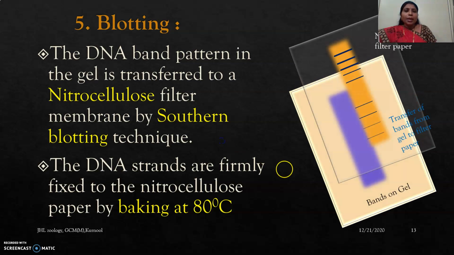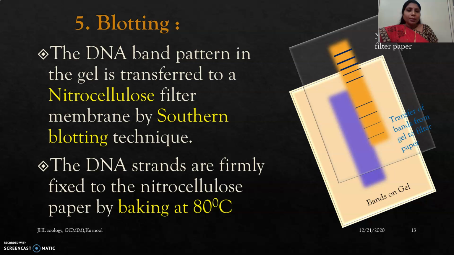The blotting technique here shows we are blotting with the nitrocellulose paper. The band pattern which was present on the agarose gel is to be transferred onto the nitrocellulose filter paper or the nylon paper. This technique is called the Southern blotting technique. As a result of Southern blotting, all the bands which are present on the gel get transferred onto the nitrocellulose paper.